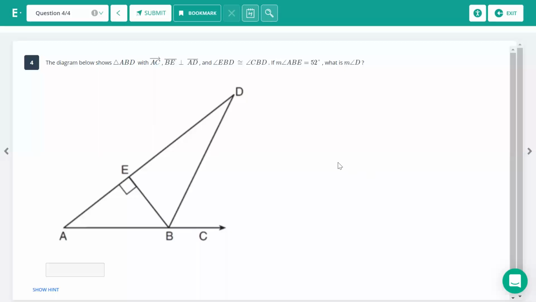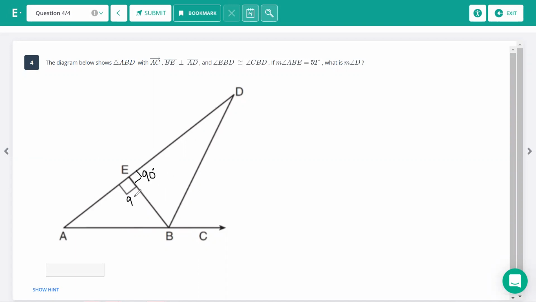All right, final question that we had here. We are going to solve for an angle measure, and we're going to take into account all of my different symbols and given information that we have here. So starting by reading through this, it says that triangle ABD with the ray AC. We know that BE is perpendicular to AD, so that's why they have that little square telling us that we have 90 degrees here, but it would also be here.